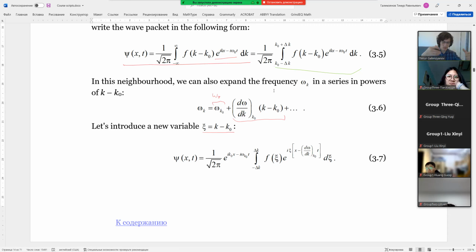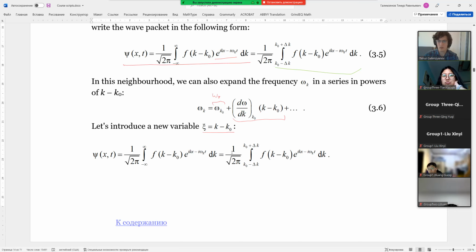Note that we're still working in the space of wave vectors. So k is a wave vector, not the coordinate space. And this integral can become... I can show how. Let's show how we can go from equation 3.5 to 3.7.